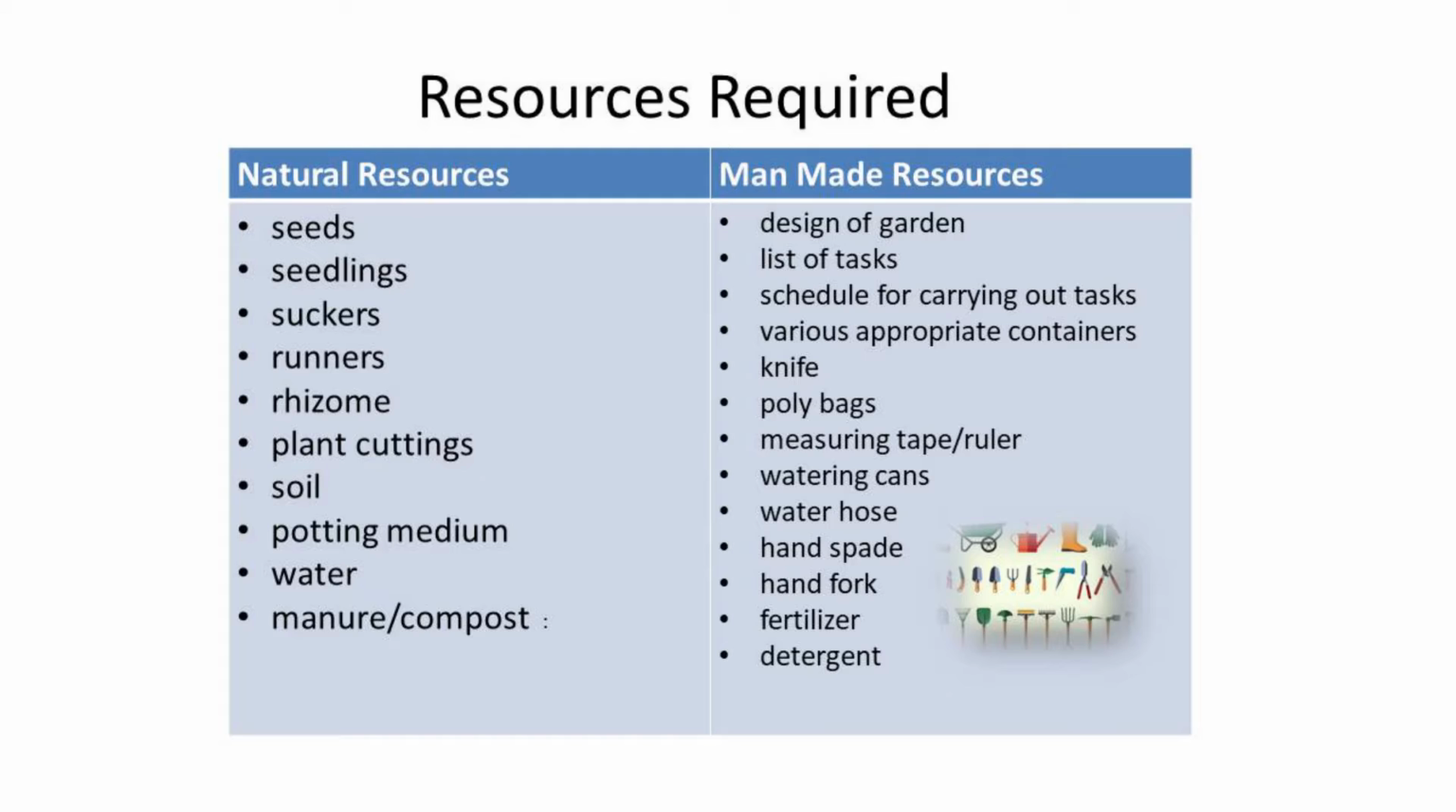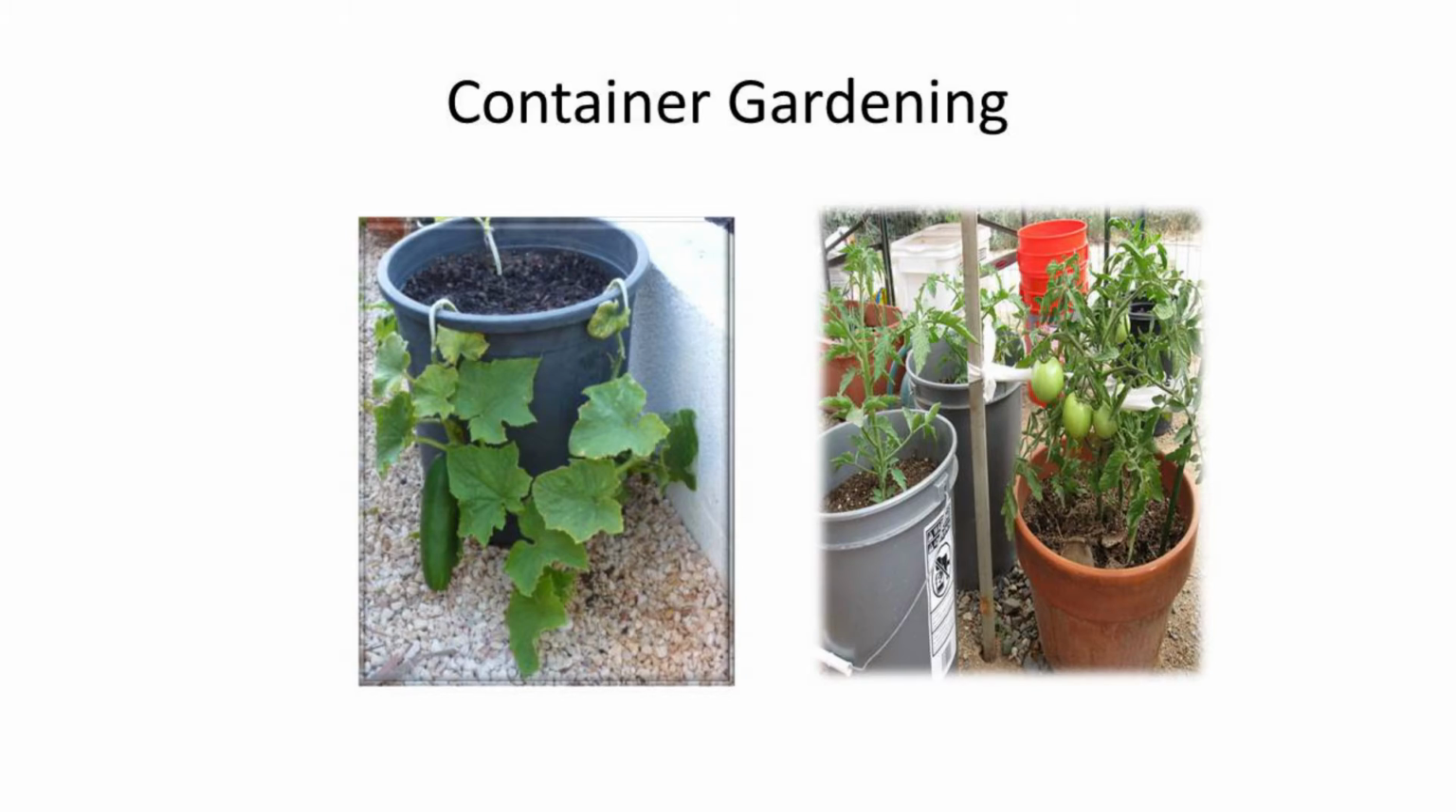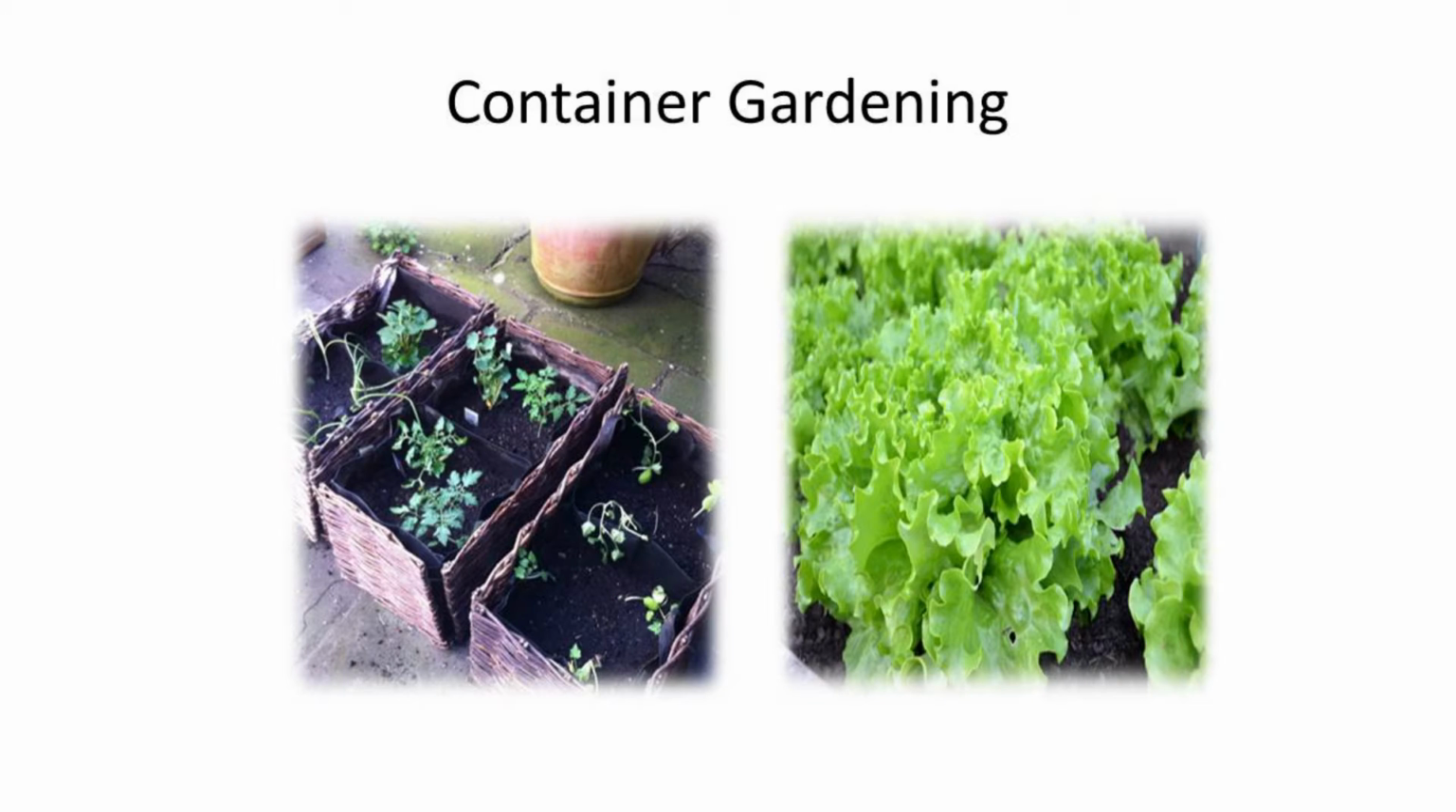For man-made resources, we'll need a design of the garden, list of tasks, schedule of activities, various appropriate containers and knife, polybags, measuring tape, ruler, watering can, watering hose, and spade and fork, fertilizer and detergent. We'll be having a grand time creating our container garden. These are examples of container gardens that we will explore throughout the next few weeks.